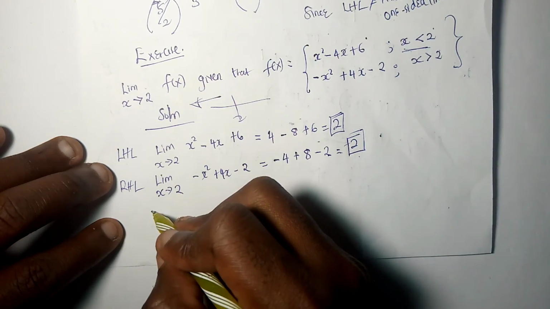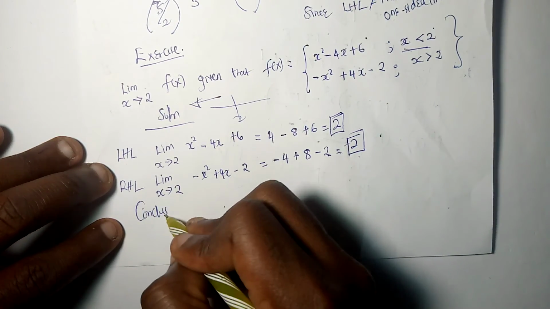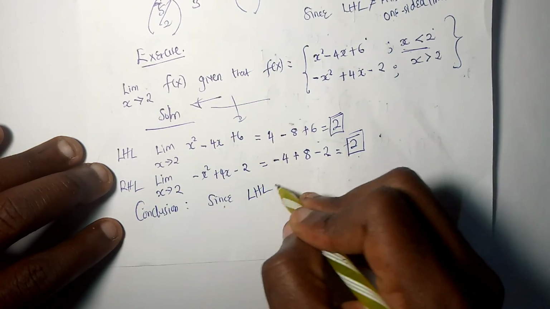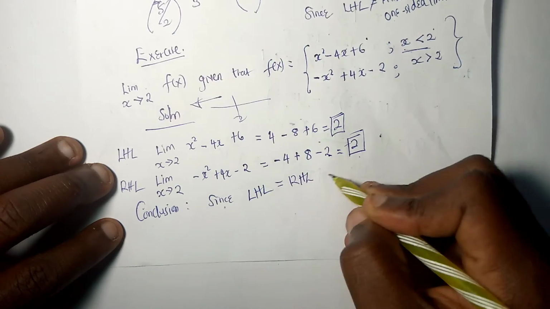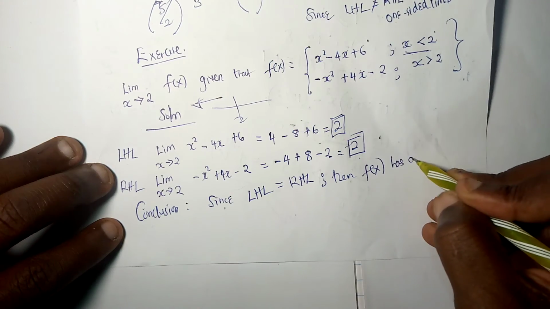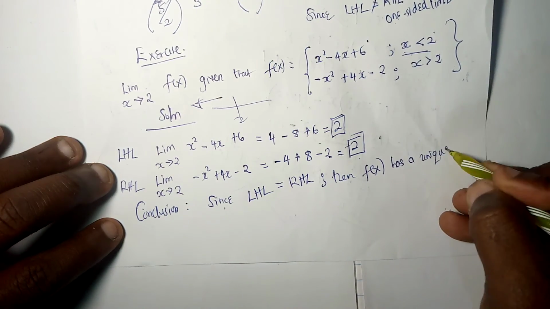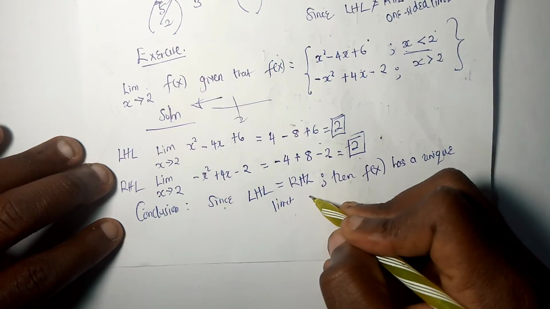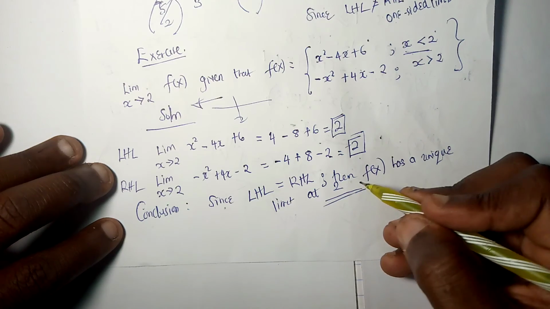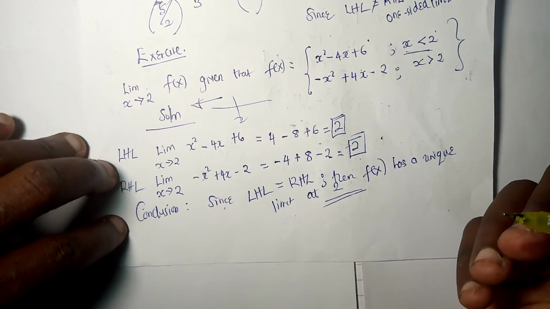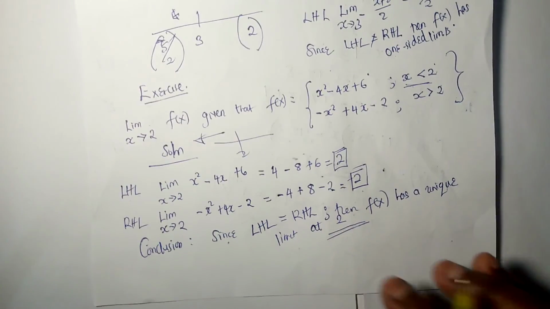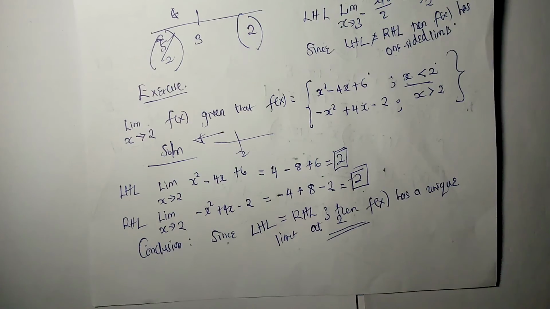So the conclusion is to say that since LHL is equal to RHL, then f of x has a unique limit at 2. So that's the conclusion. That's all concerning this section, and I hope this section is not going to disturb you even in the future.